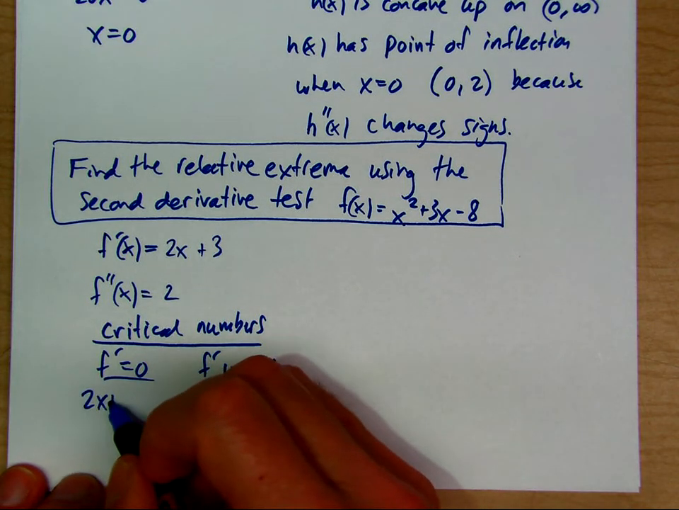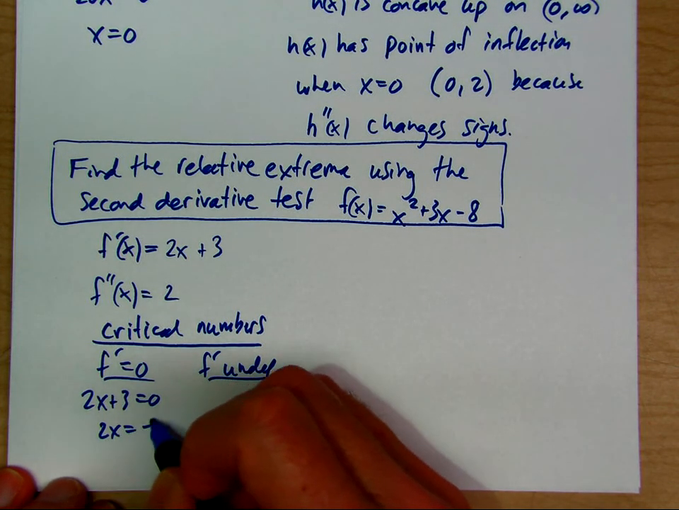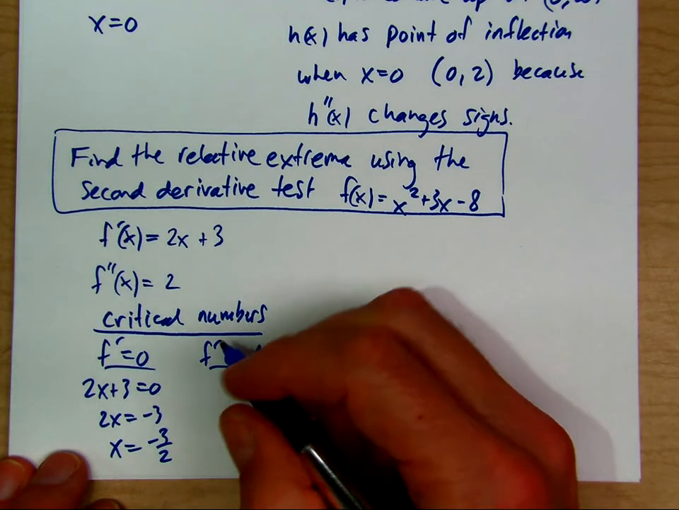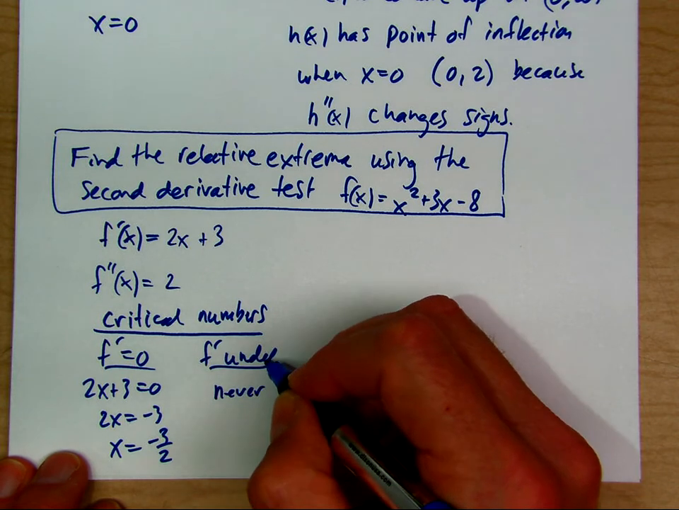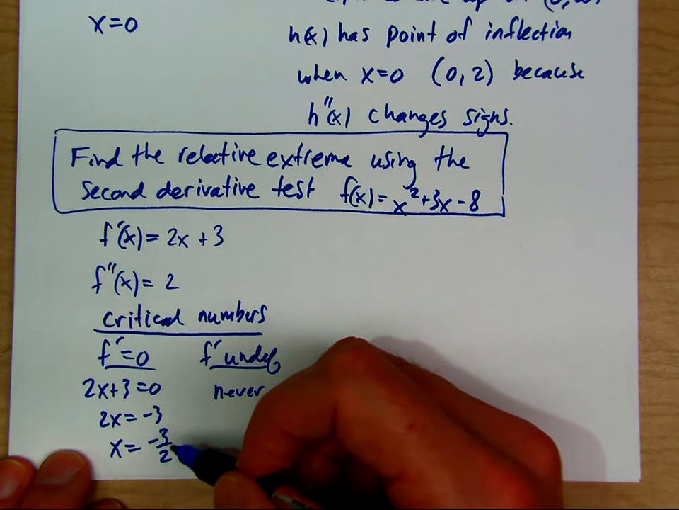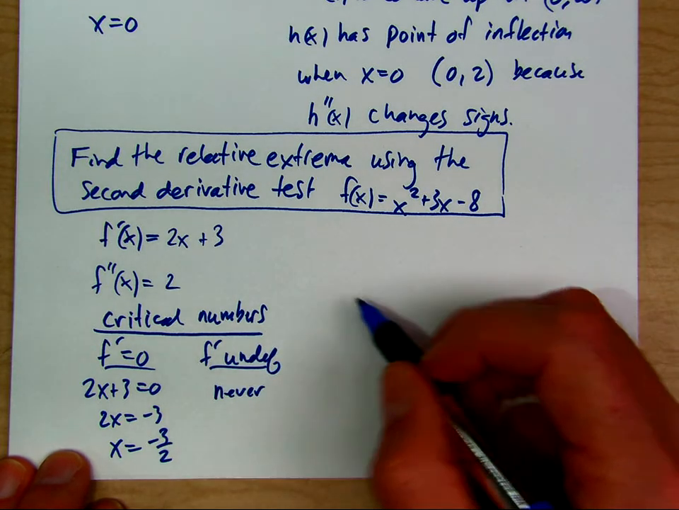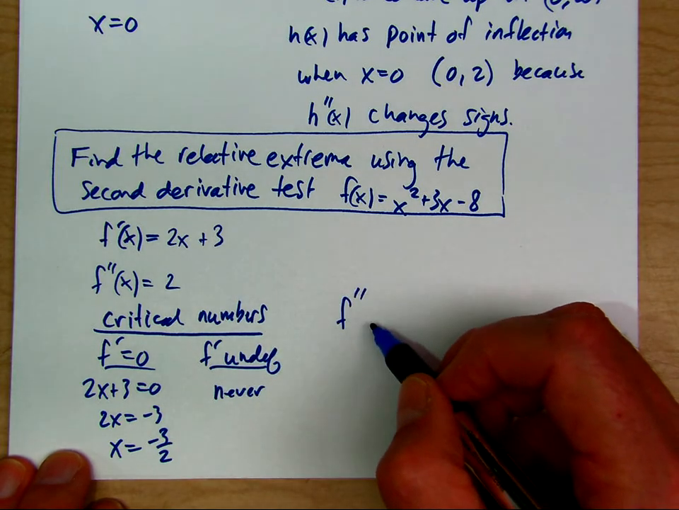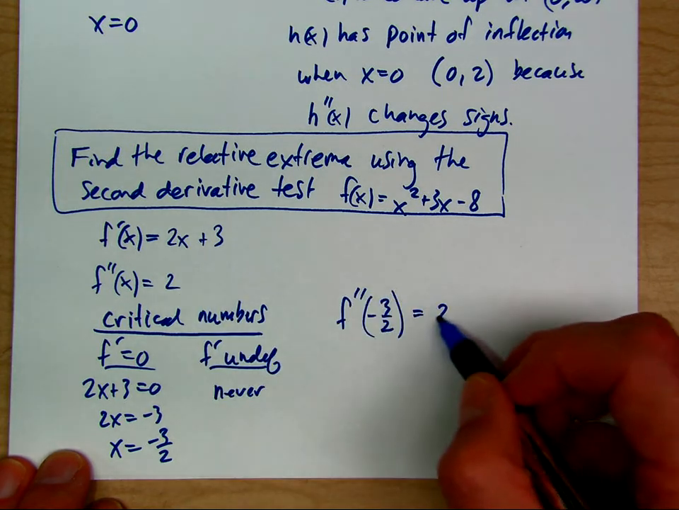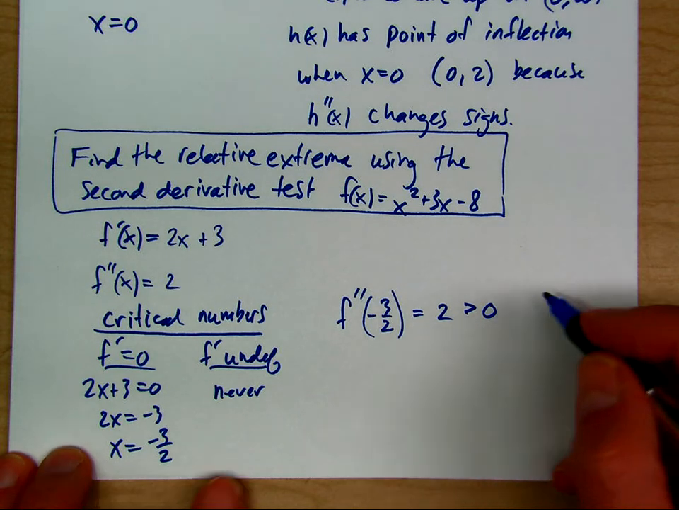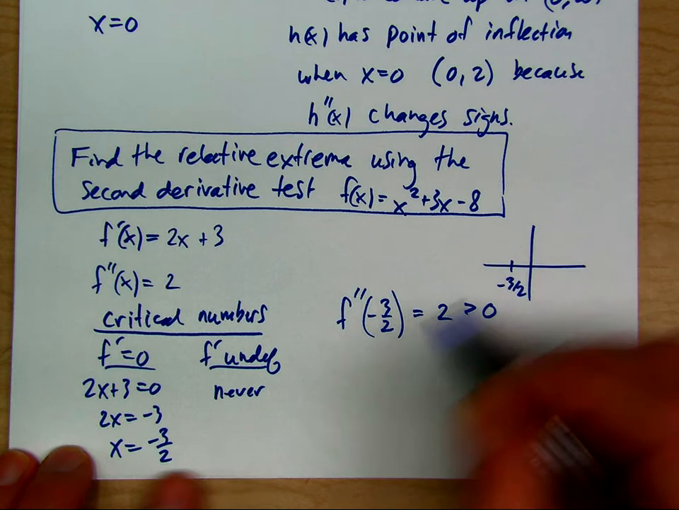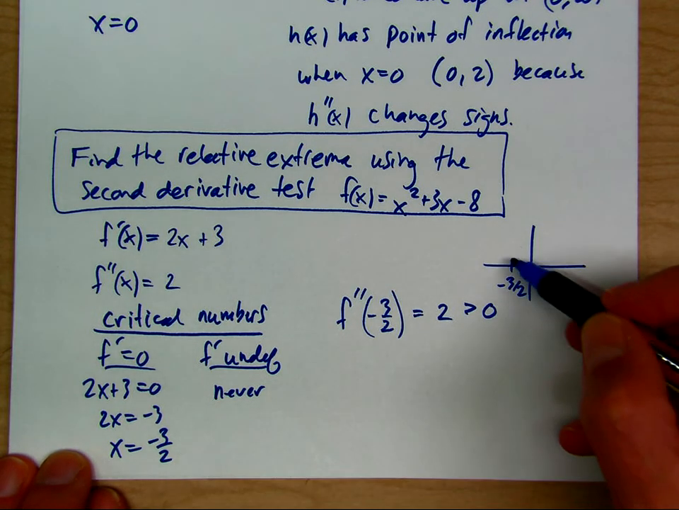So the first derivative is 0. And the first derivative is never undefined because it's a polynomial, so we have a critical number. But now we don't use a number line. All we want is the sign of the second derivative at the critical number, and here it's always positive. It's greater than 0. So let's think about what that looks like if we have a critical number, negative 3/2.